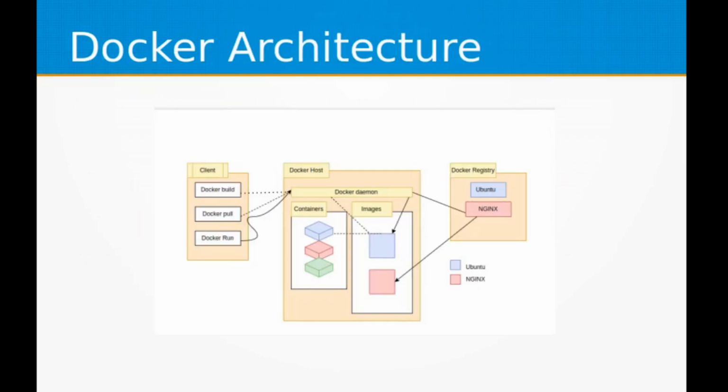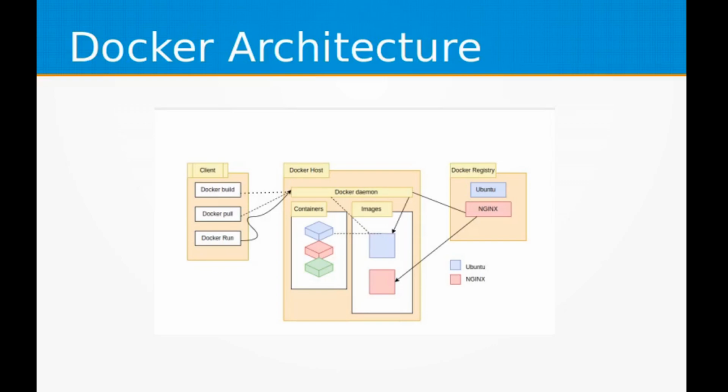As you can see on the screen, the Docker architecture comprises three basic things, that is the client, then Docker host, then Docker registry. Docker basically follows client server architecture and these three components come under that. Okay, let's take one by one and try to understand.